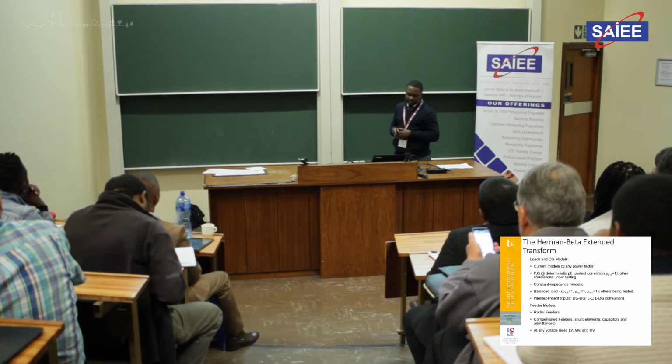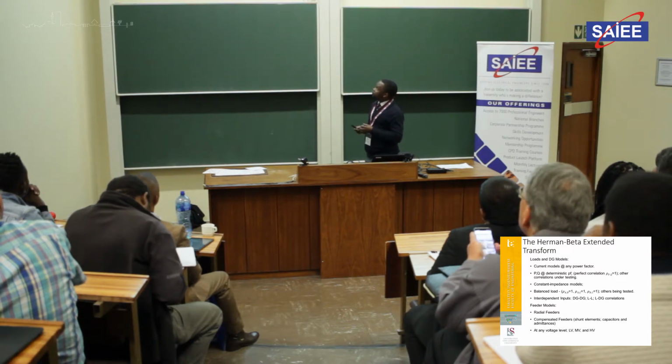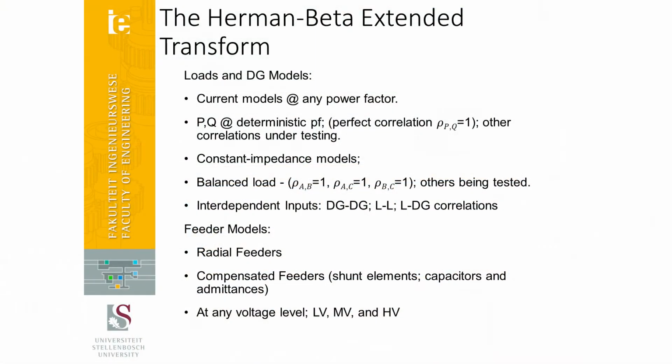So I'll skip to here. So now the new approach can handle currents at any power factor, because remember there was an assumption that they behave at unity power factor. So now it can take in current models at power factor, PQ models with a deterministic power factor, then constant impedance models, balanced loads.